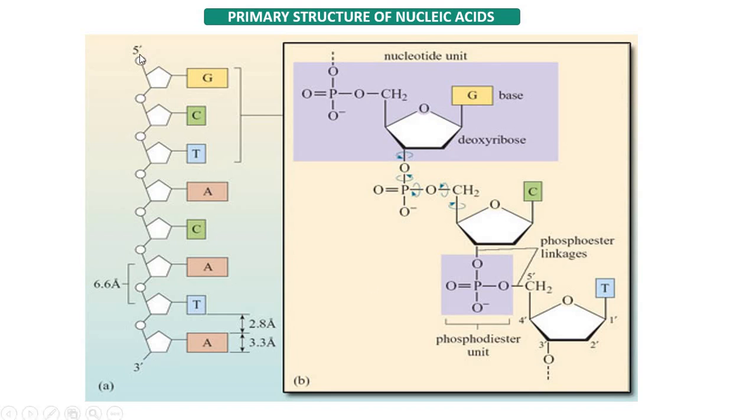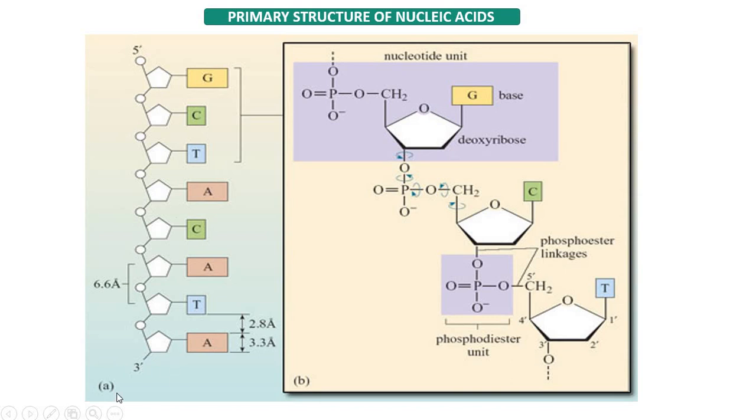Here also a schematic diagram is represented. One is the 5 prime end and the other is the 3 prime end. This is one strand of nucleotides, a representation of a polynucleotide. See here, this circle represents a phosphate group which is at the 5 carbon.